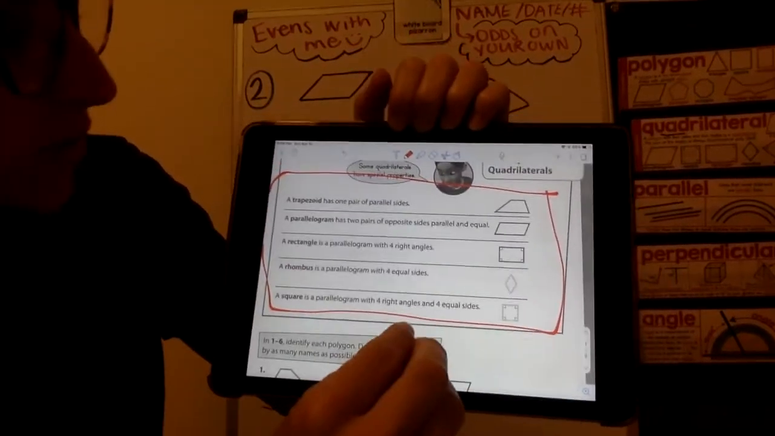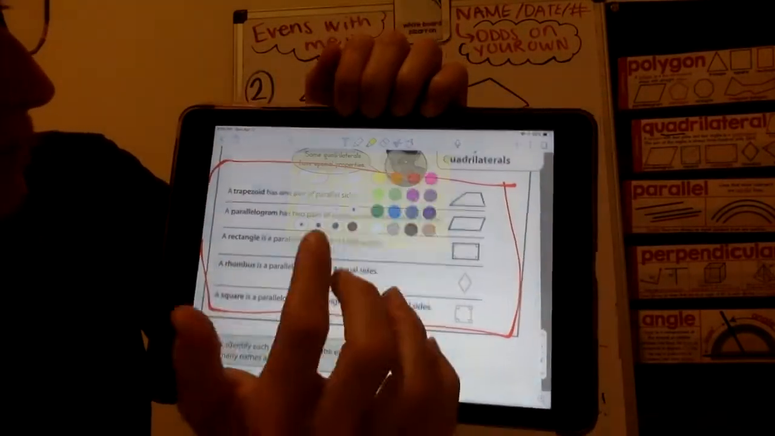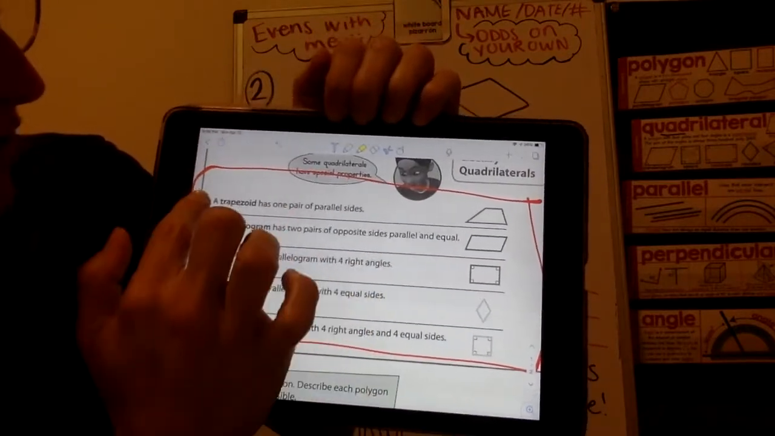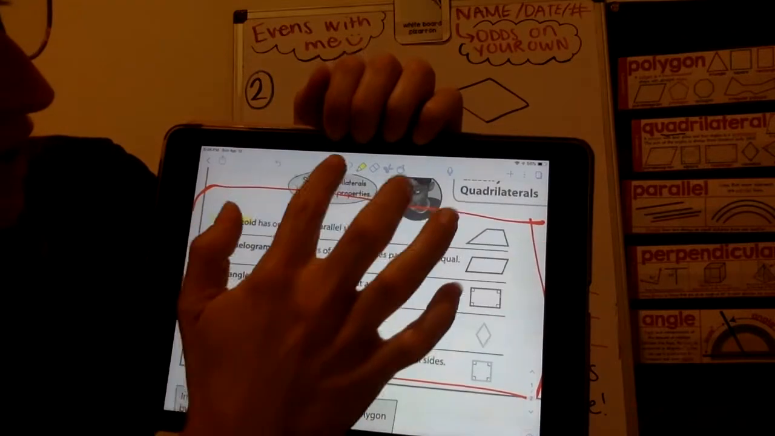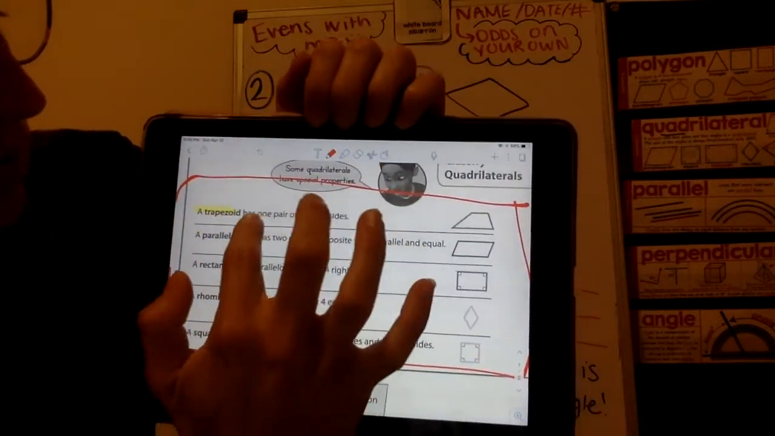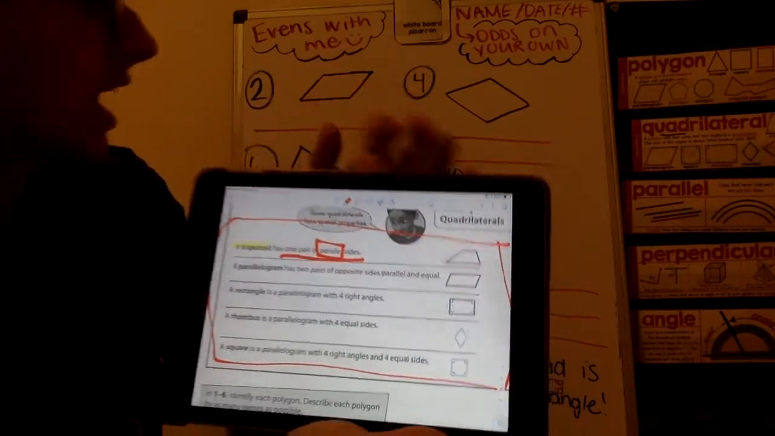So before we dive into our questions, let's annotate and take a look at this. Let's make it yellow. All right, I'll zoom it back out. Okay, so our first one is called a trapezoid. And a trapezoid, by definition, has one pair of parallel sides, okay? So I want to dive into what parallel means.